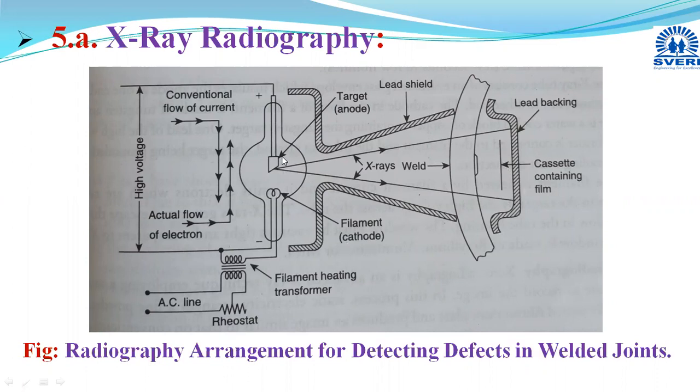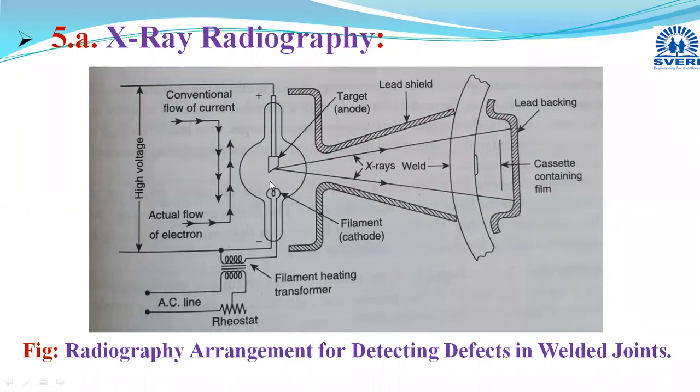Initially, this setup is used for generation of the X-rays. Electrons from this cathode are allowed to fall on this anode, and the rays generated are termed X-rays. These are allowed to pass through this component under inspection. This is the test specimen, and on the opposite side the cassette is there. It contains a film, on which the pattern is collected, and a film is obtained. It will be termed an exograph.